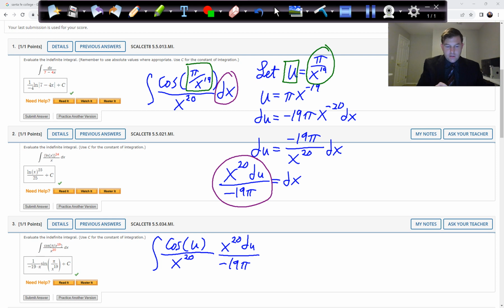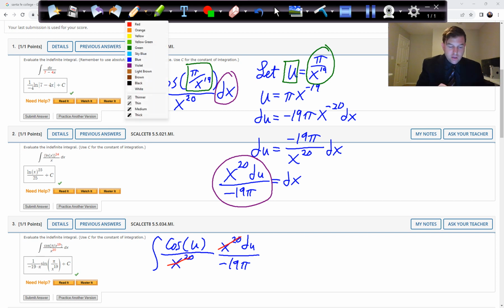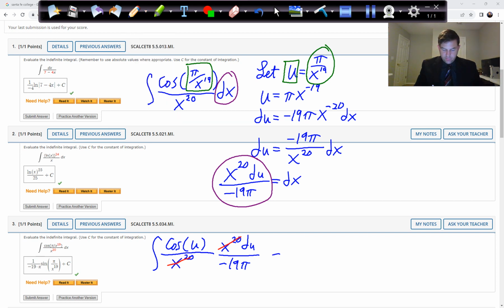And again, if you've done this correctly, this will always happen. My x terms cancel and they completely go away. So the key to u substitution is you have to have only u's or constants left over. So 19 pi is a constant, that's perfectly fine. Not worried about that at all. In fact, we're going to pull out the minus 19 pi in the denominator outside of the integral, and we'll just be left with cosine u du.